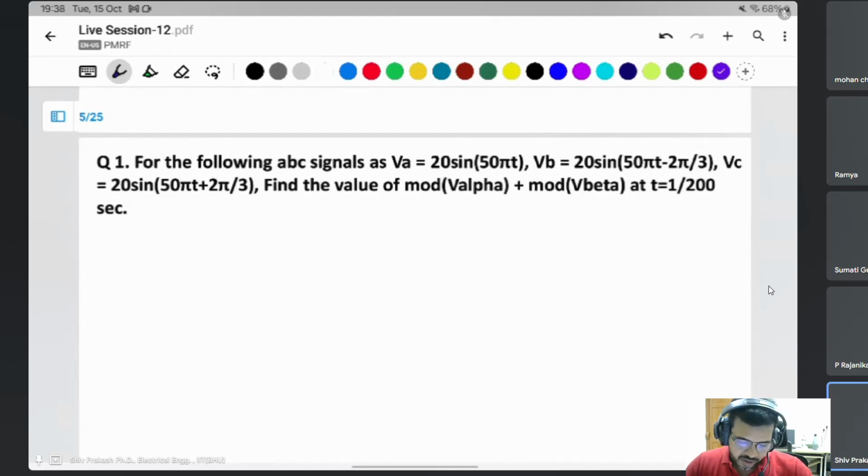Question first: related to the following ABC signals VA, VB and VC, which are 20 sin 50 pi t, find the value of mod alpha plus mod beta at time 1 divided by 200. You should first calculate V alpha and V beta, then take the magnitude of them. Then use omega t in place of t, with t equal to 1 by 200.